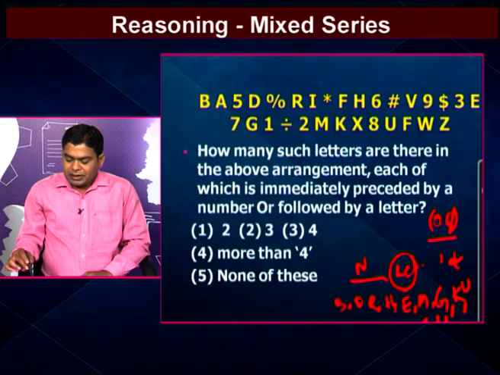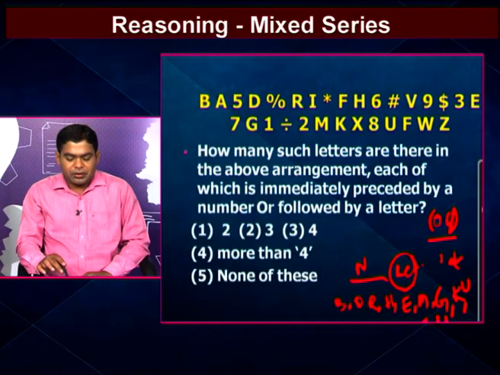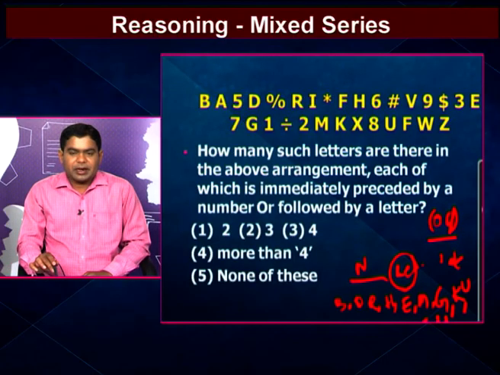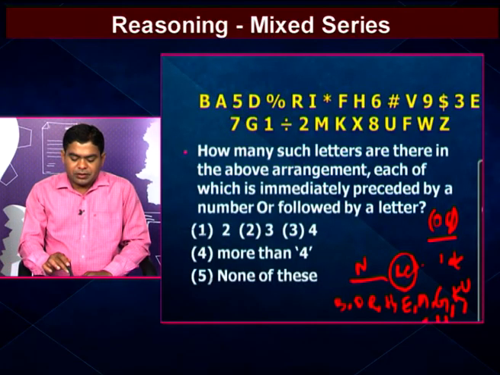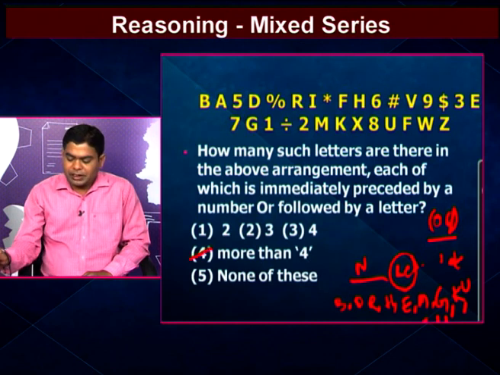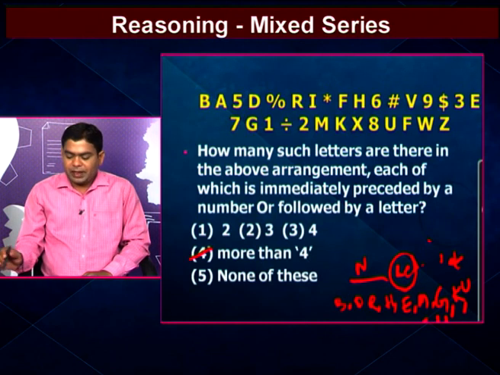So here by observation, 1, 2, 3, 4, 5, 6, 7, 8, 9, 10, 11 letters satisfy the given condition. So according to our question, first option is 2, second option is 3, third option is 4, fourth option is more than 4, fifth option is none of these. So here we get 11 letters satisfying the given condition, that means more than 4 is our answer, that means the fourth option is our answer.